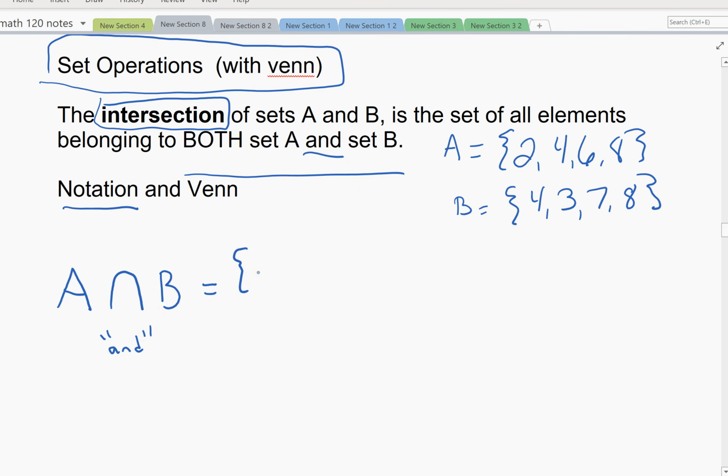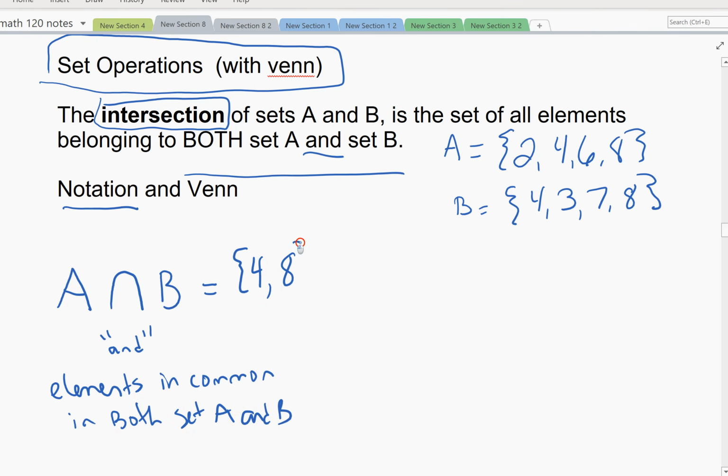If I go look at my A and B, what elements do they share in common? These would be the elements that are in common in both set A and B. So they share 4 and 8. 4 and 8 are the only two elements that are in set A and B. And so let me represent that with my Venn diagram now.